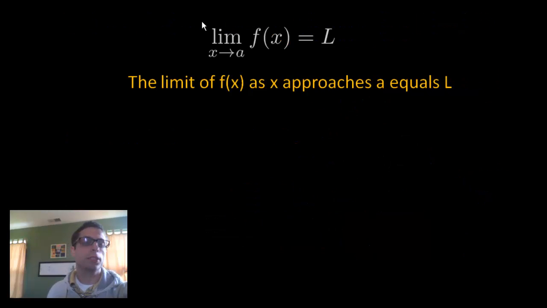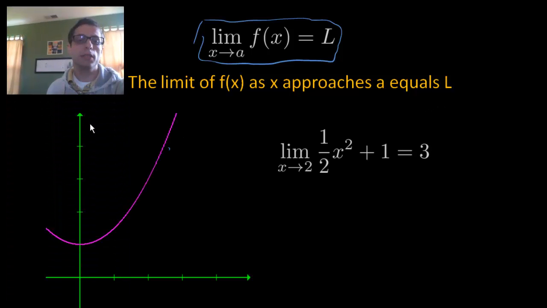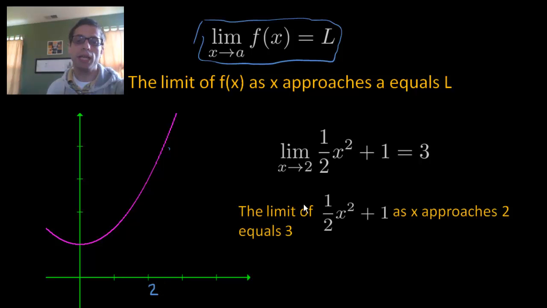Now, this is how it's written mathematically, and if you wanted to say it out loud, you would say the limit of f of x as x approaches a equals L. So for us, when we said, what's the limit as x approaches 2, you would say the limit of 1/2 x squared plus 1 as x approaches 2 equals 3. So that's just our brief introduction on limits. Again, it's what do you expect the y value to be as x gets really close to 2 from either side. And when we do that, we noticed it got close to 3.